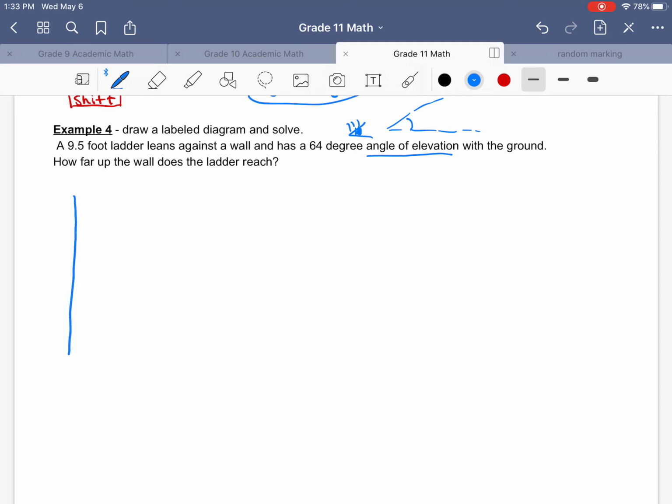Here's our wall, and here's our ladder leaning up against the wall. We assume that the wall is straight up and down, so perpendicular to the ground, and our ground is flat. So we can draw in a 90-degree angle right there. I'm going to label this in, actually let's do it right now. So here's our wall, and here's our ladder leaning against the wall. And then we have our ground.